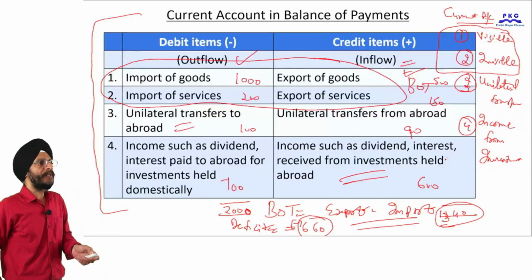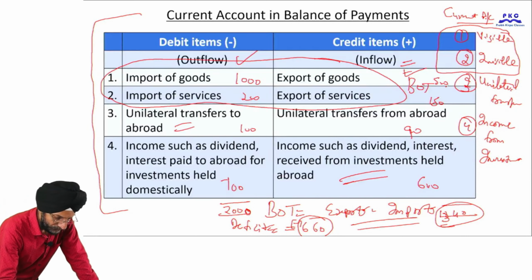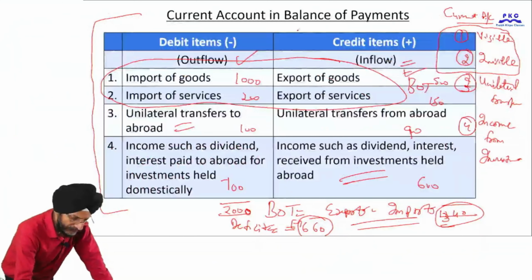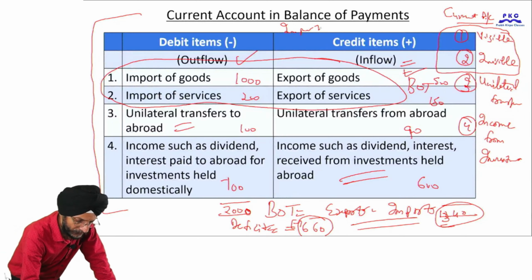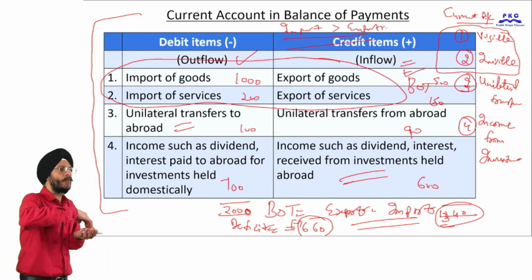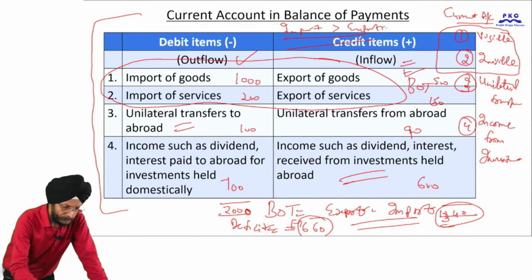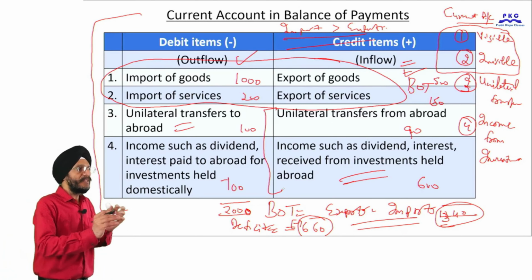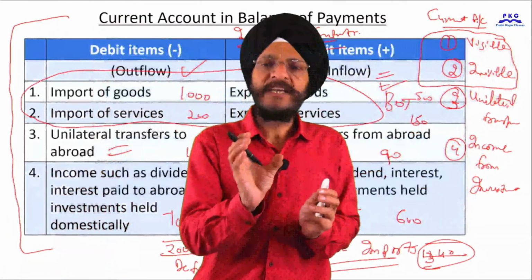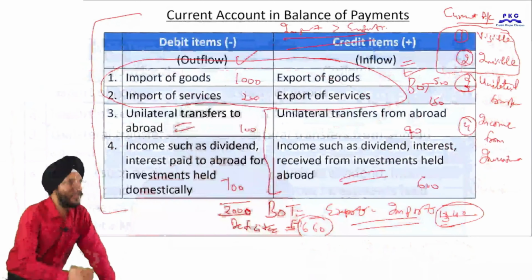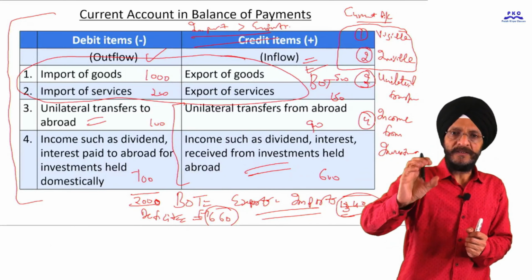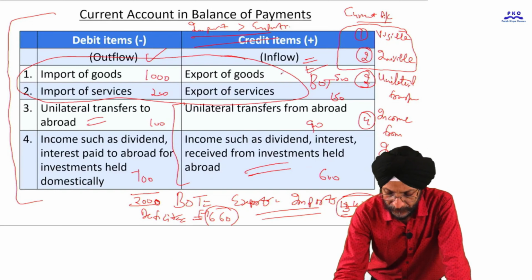What does it mean? It means that suppose there is a deficit in balance of trade, that is, imports are more than exports. We will have to pay. So these other parts of the current account can play a supportive role in reducing the impact of the deficit of balance of trade.